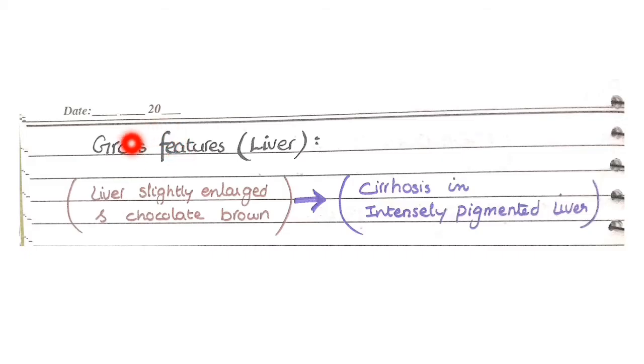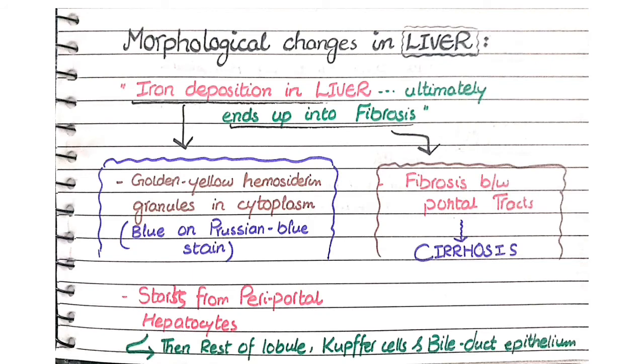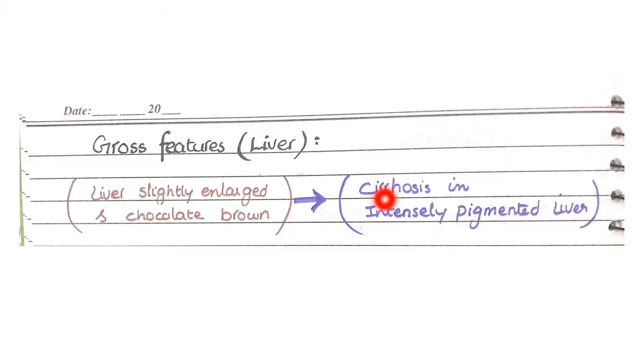Now, as far as the gross features of the liver in hemochromatosis are concerned, in the initial stages the liver appears slightly enlarged and chocolate brown. Why? Because there is deposition of iron in the liver which makes it chocolate brown. At later stages, you see cirrhosis in an intensely pigmented liver. You know that in microscopic features we studied that iron deposition ultimately ends up in fibrosis. This fibrotic and cirrhotic liver can be seen on the background of intense pigmentation.